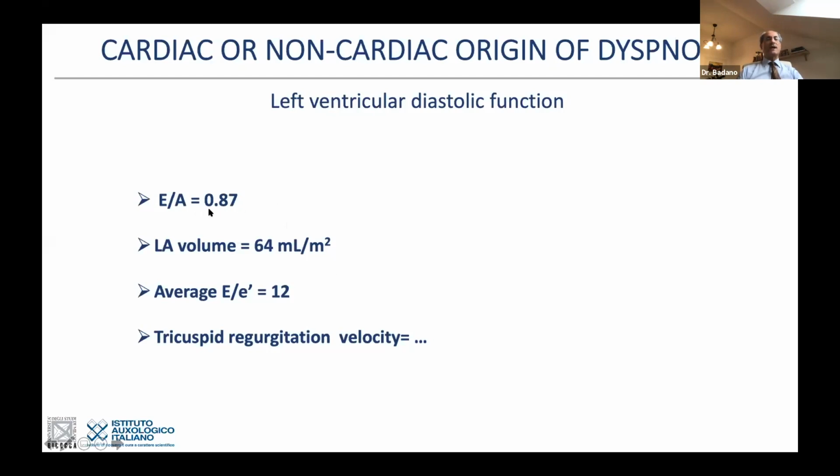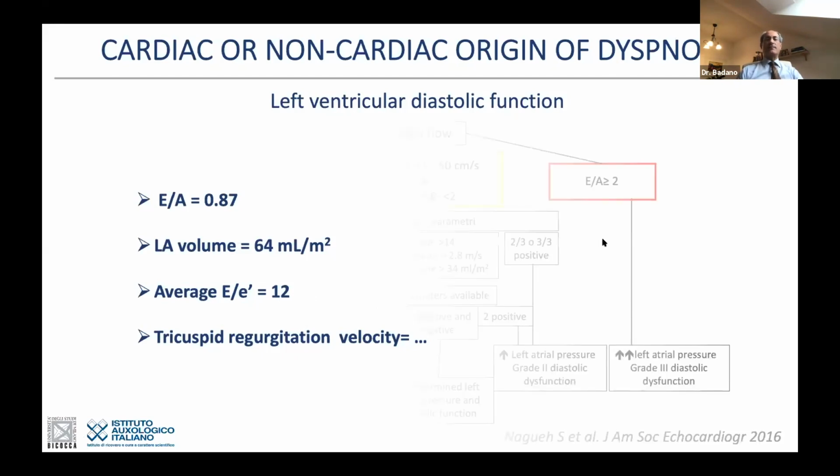So we assessed the E/A ratio. We assessed the size of the left atrial volume that is severely dilated, 64 milliliters per square meter. We also calculated the average E over E prime that was in the middle range, but there was not enough tricuspid regurgitation to measure the tricuspid regurgitation velocity and to estimate the systolic pulmonary pressure.